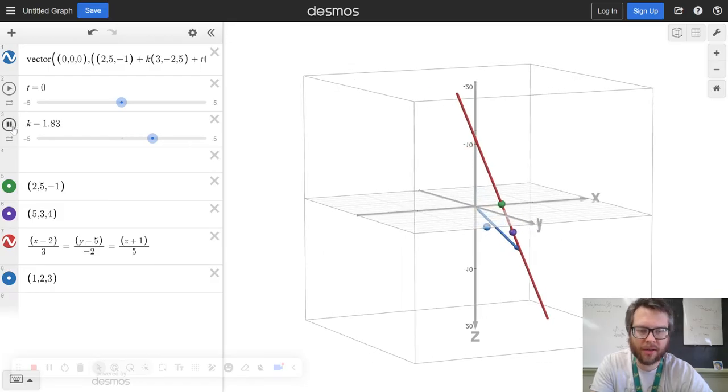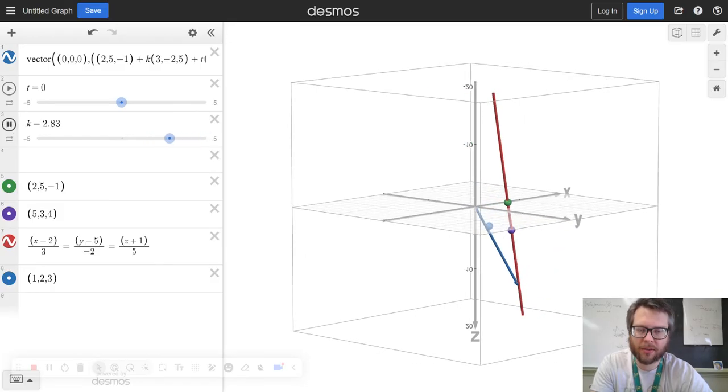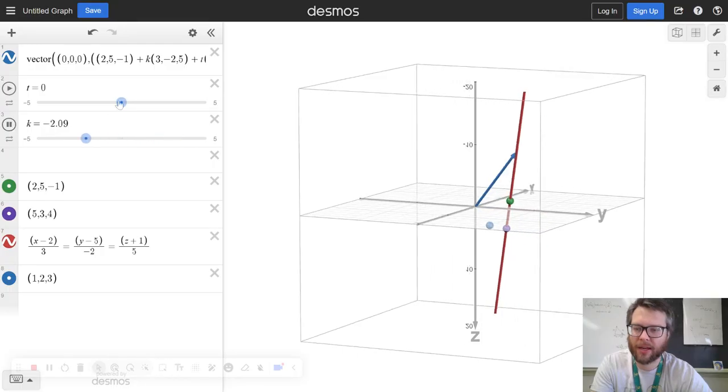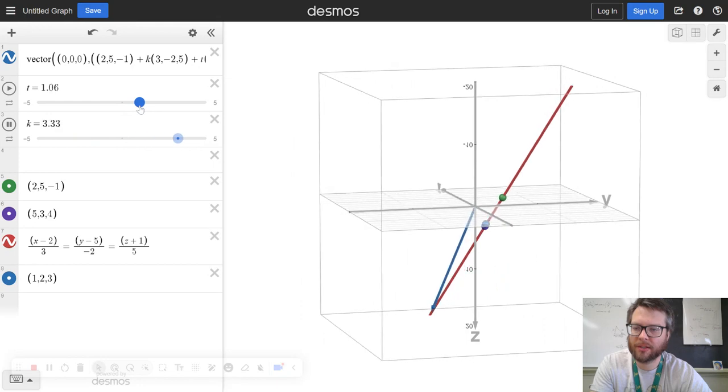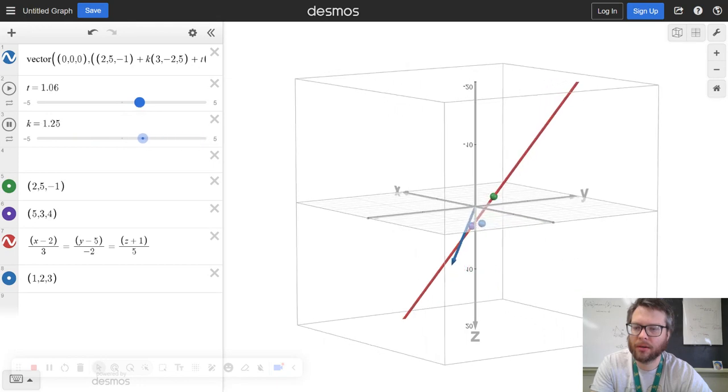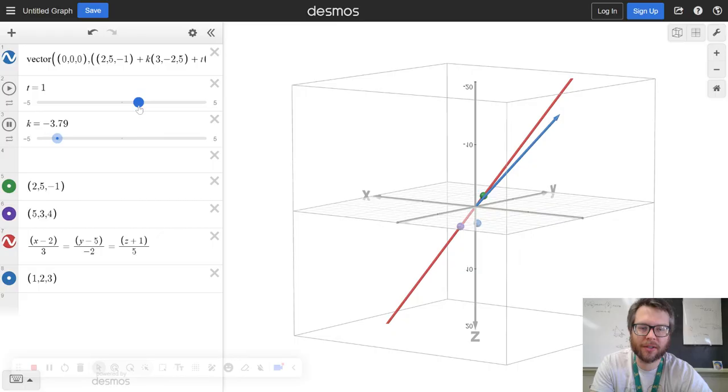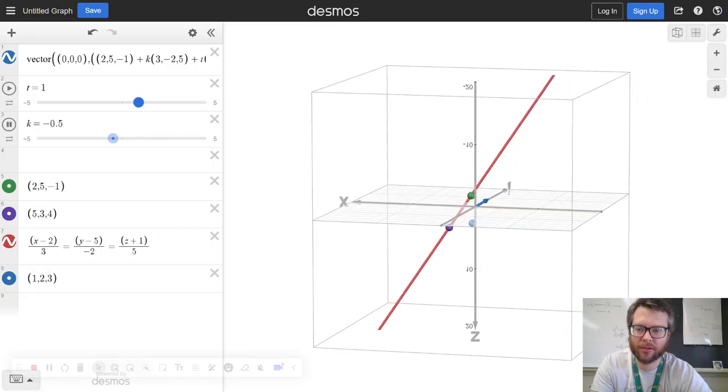If I let k vary, and I keep t at 0, I'm going up and down that line. If I make t equal to any constant value, like for example 1, you can see that my vector is now moving parallel to the line.